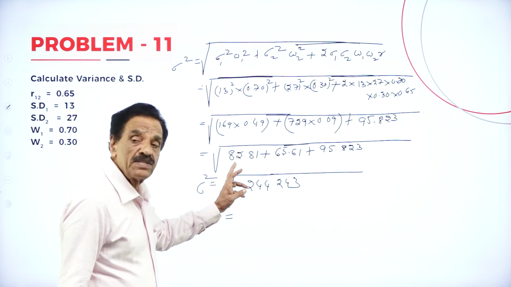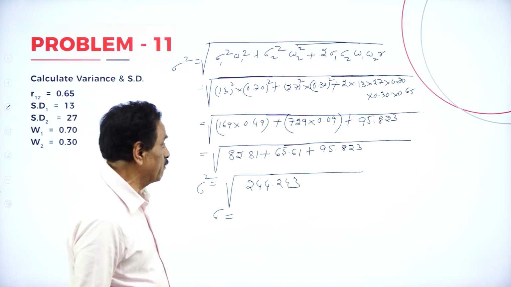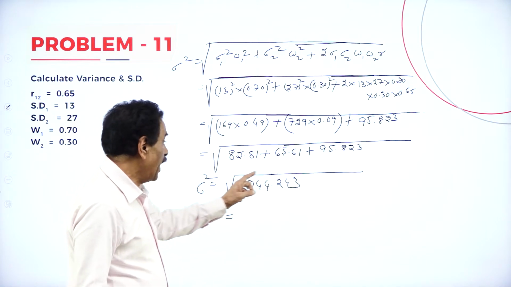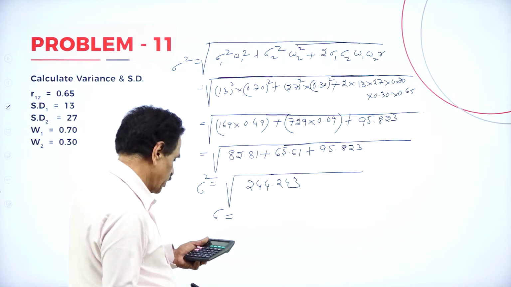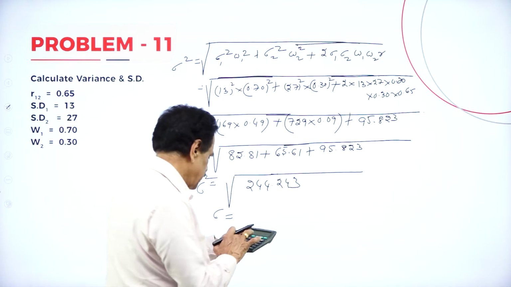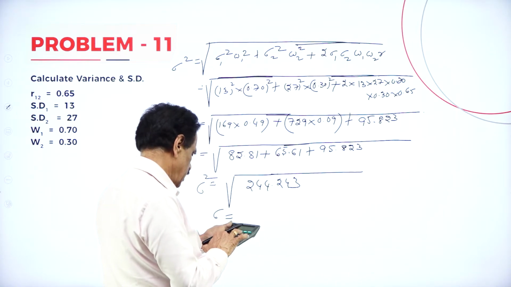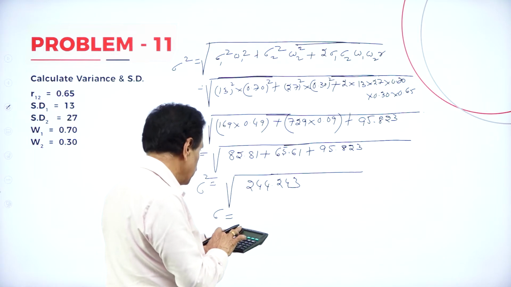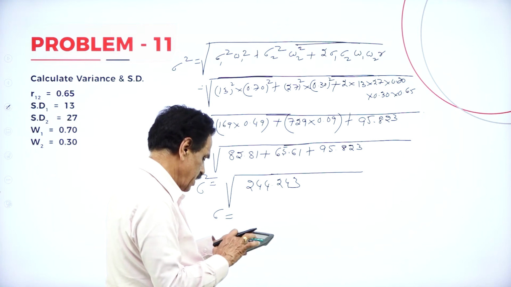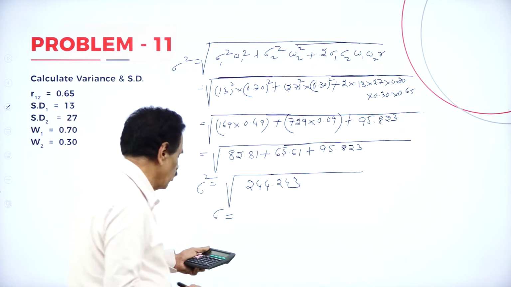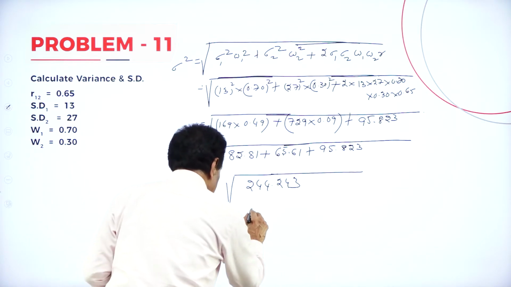169 into 0.49 is 82.81. 729 into 0.09 is 65.61. 95.823. If we add all these figures, check up once again: it is 82.81 plus 65.61 plus 95.823, 244.243, root of this is 15.63.